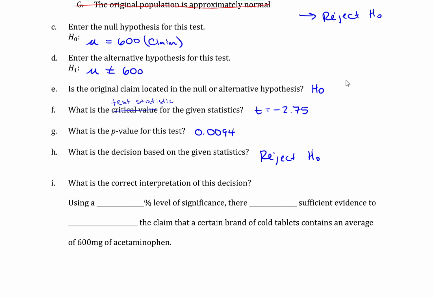Then what is the correct interpretation of this decision? Using a blank percent level of significance, we are restating the level of significance, and that's important to do because you can get different results based off of different levels of significance. So using a 10% level of significance, there is sufficient evidence. When we reject the null hypothesis, there is sufficient. If we fail to reject, there is not sufficient.